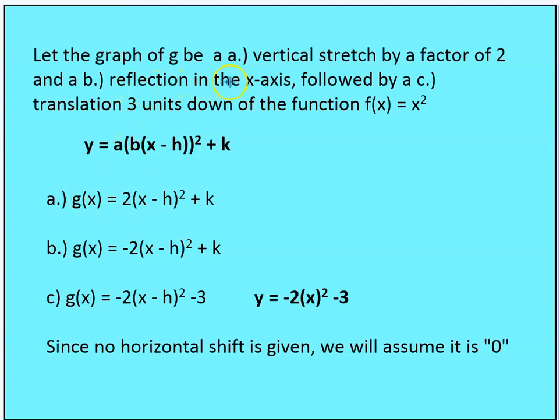And then a reflection over the x-axis. Now this becomes negative 2, followed by a translation 3 units down, so negative 3 here for K, and that's it. So there's no horizontal shift, so then this value becomes 0. Right, so we end up with y is equal to negative 2 x squared minus 3.